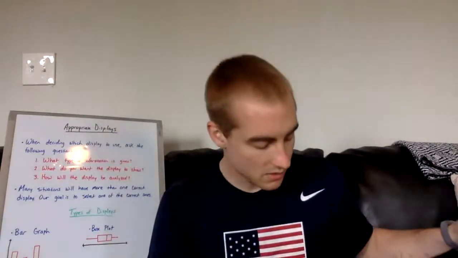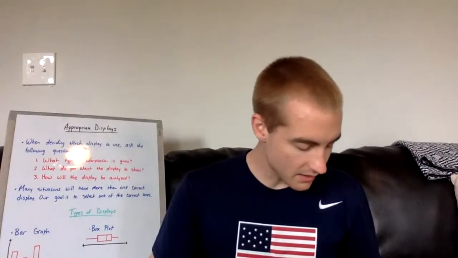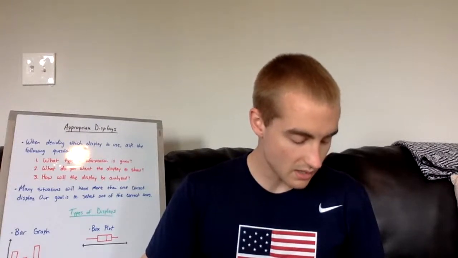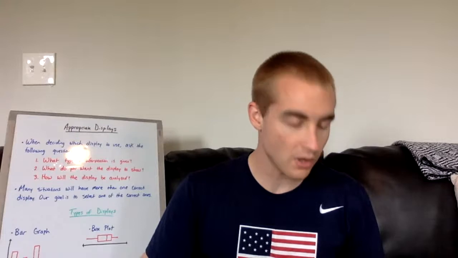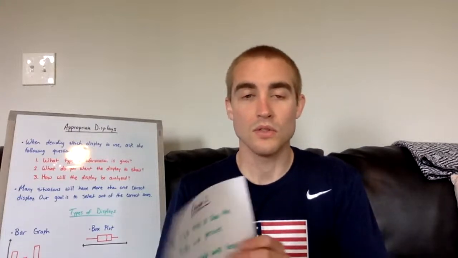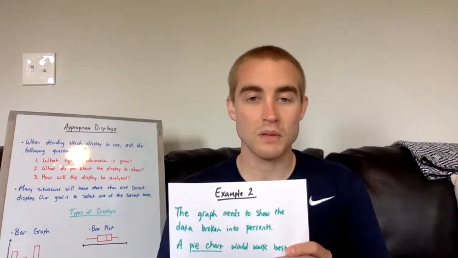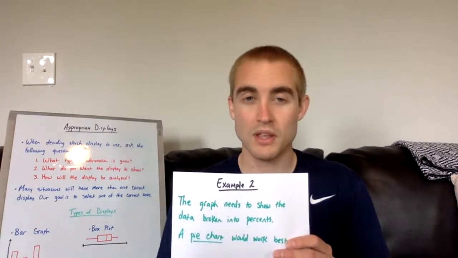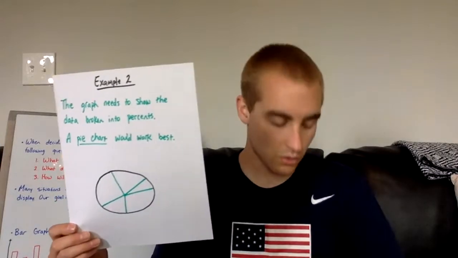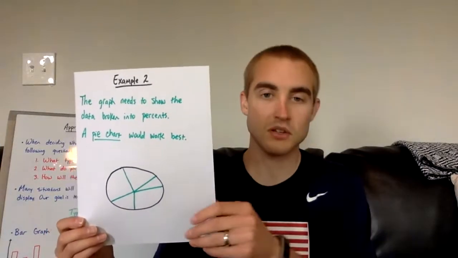Okay, so example 2. It says select an appropriate display for the percent of students in each grade at a middle school. Well, if you look at the different types of displays that we have, this graph is showing percents. We're breaking it into percents. And so a pie chart would probably be best. So we're looking at percent of students in each grade.